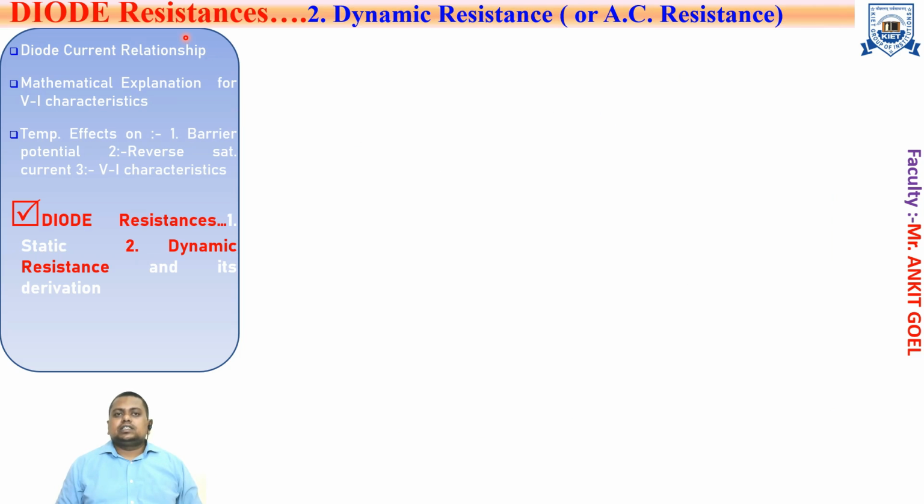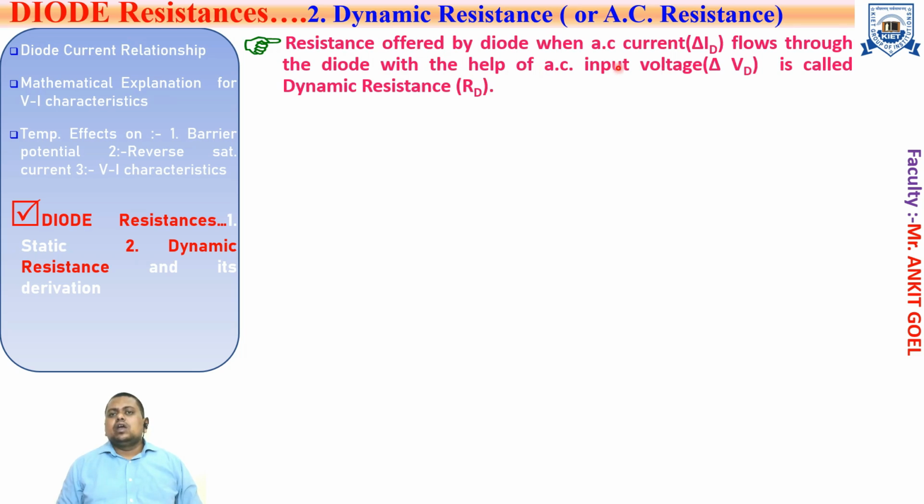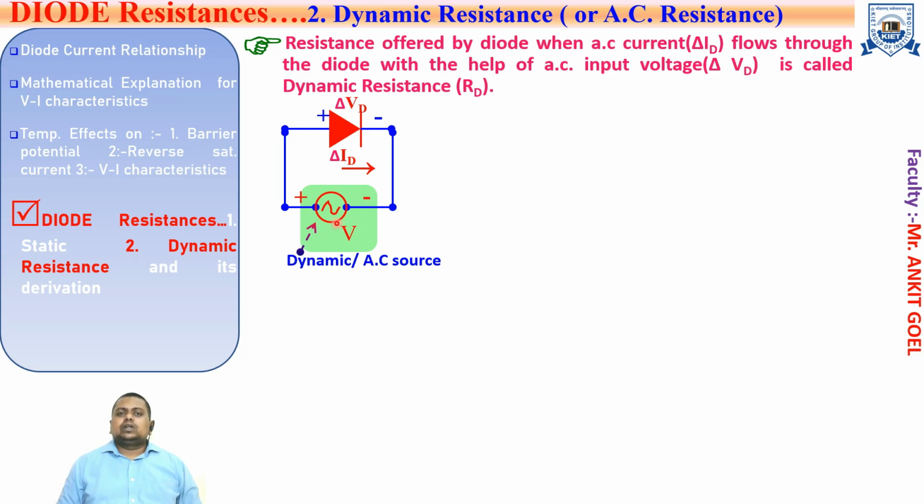After understanding the static resistance, let's discuss the other category of diode resistance, called the dynamic resistance. Dynamic resistance is the resistance offered by the diode when the AC current flowing through the diode is changing due to the input AC voltage. So this is the diode and it is connected to the AC supply. This AC supply provides a range of input voltage, which is not static or constant in nature. Due to the changing nature of this input AC voltage, the voltage across the diode and the current, that is delta VD and delta ID, both change with time. They are not static in nature, right?